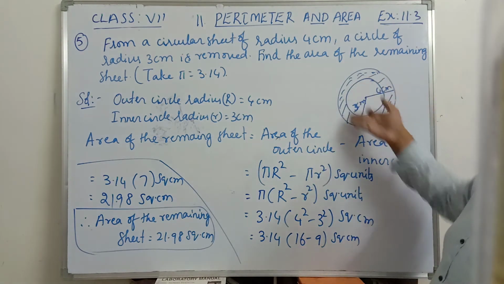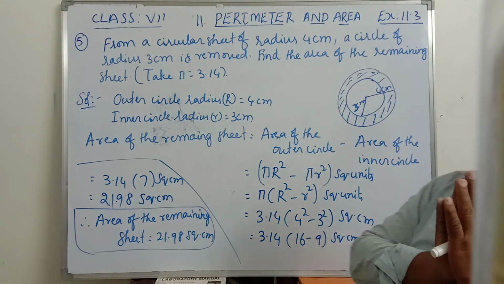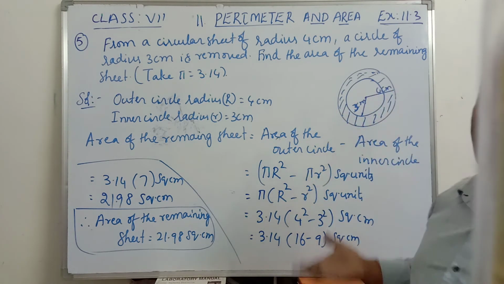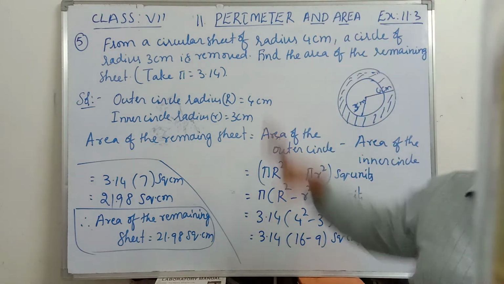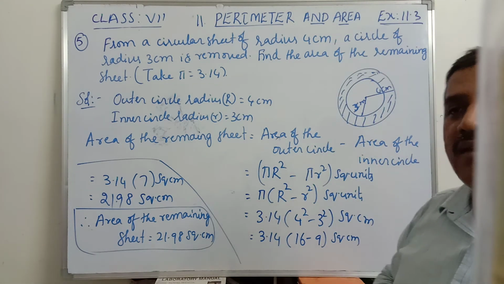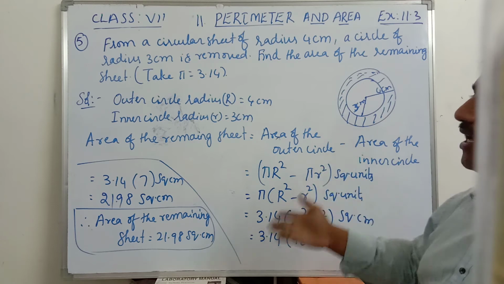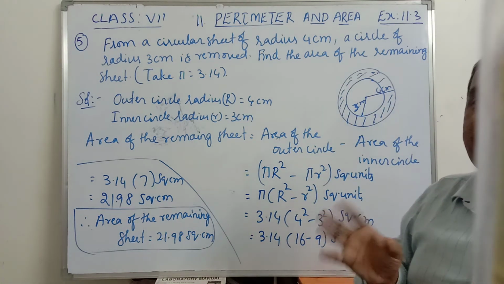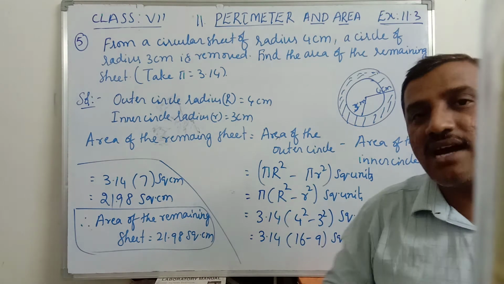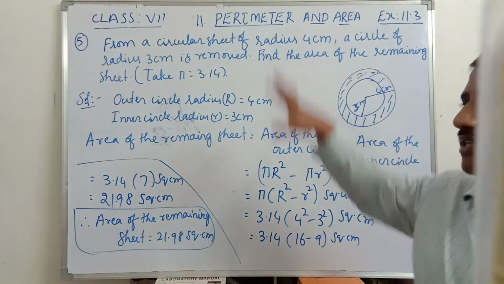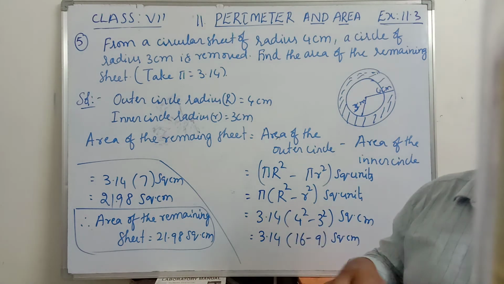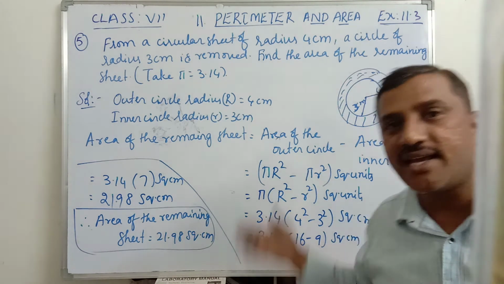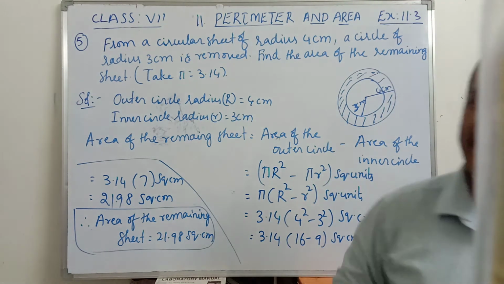Sometimes instead of a circular ring, a rectangular shaped figure is cut out and removed, or a square shape is cut out. What is the concept? It is the area of the outer figure minus the area of the inner figure. Sometimes one rectangle or one square is cut and removed. Then to find the area of the remaining part, it is the area of the outer figure minus the area of the inner figure, so that we get the required area. Is it clear, children, how to find this? Yes.